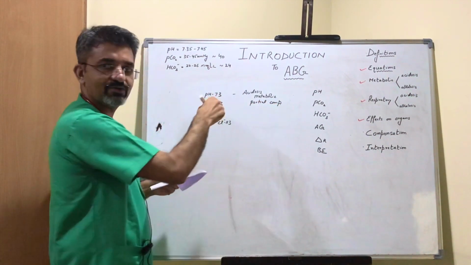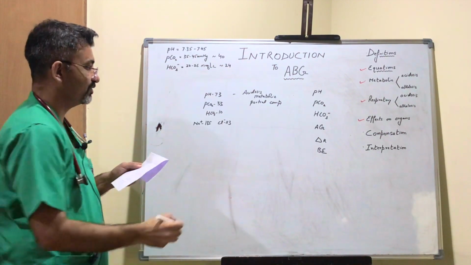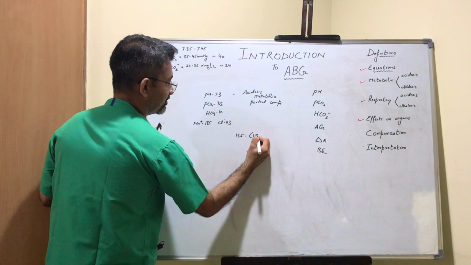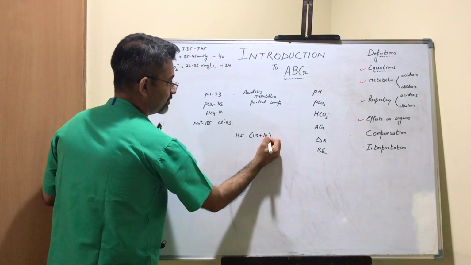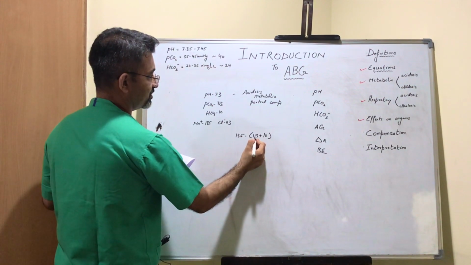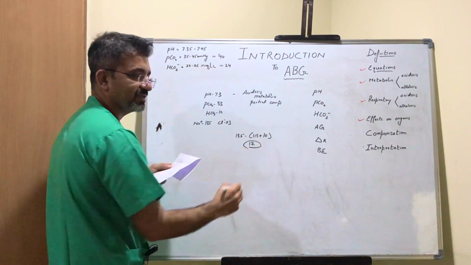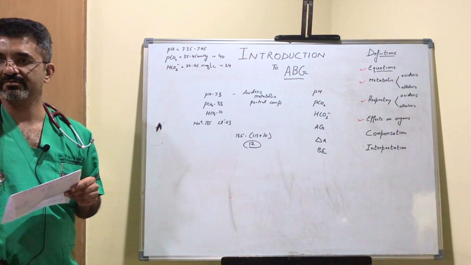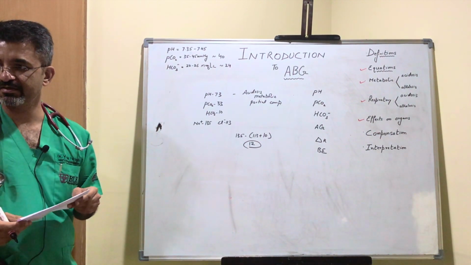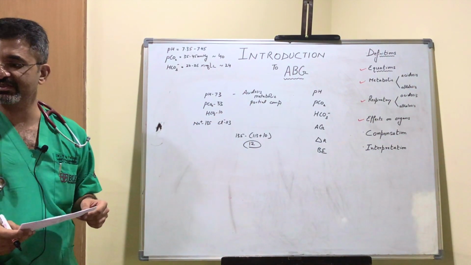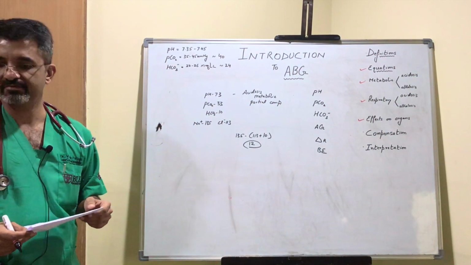Now I have to calculate an anion gap in this. So how do I calculate? 135 minus 113 plus 10. So it is 123, 12. So anion gap is normal. No need to calculate delta ratio. It is a normal anion gap metabolic acidosis which is partially compensated.